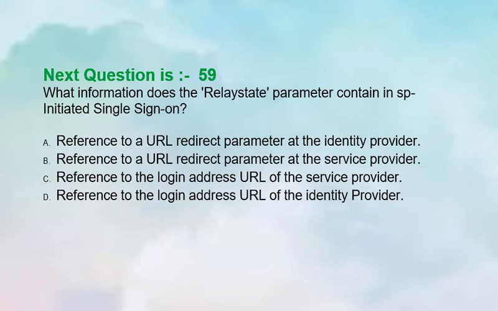Question: What information does the RelayState parameter contain in SP-initiated single sign-on? Option A: Reference to a URL redirect parameter at the identity provider. Option B: Reference to a URL redirect parameter at the service provider.